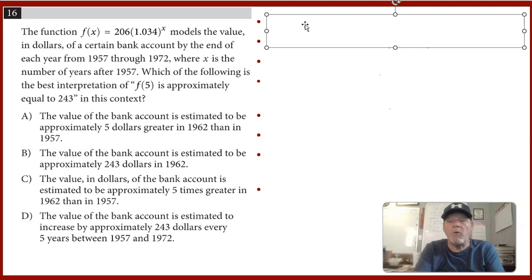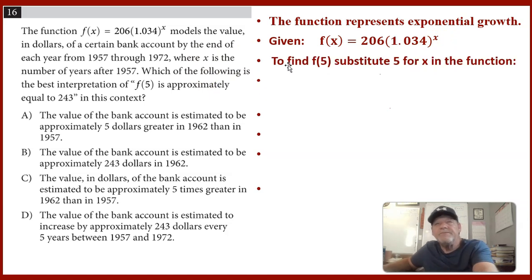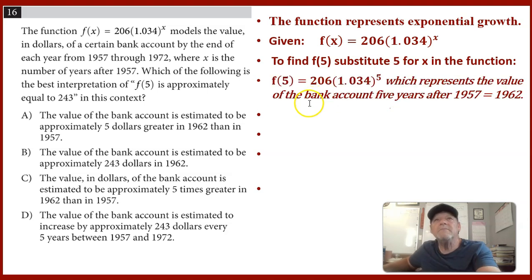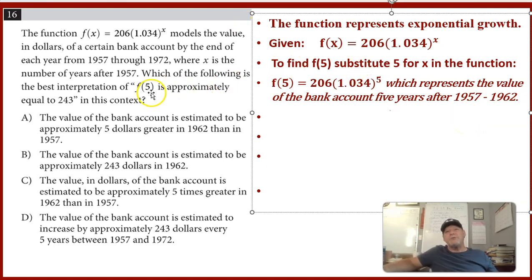So, first of all, you have to think, what kind of a function is this? Well, it is exponential growth. We're given that function. The 206 has a meaning. The 1.034 has a meaning. This x, it's already told you, it's years from 1957. To find f of 5, I just substitute a 5 for the x. So f of 5 equals 206 times 1.034 to the fifth power, which represents the value of the bank account 5 years after 1957 to 1962. Now, let's just go ahead and talk about what that 206 means.